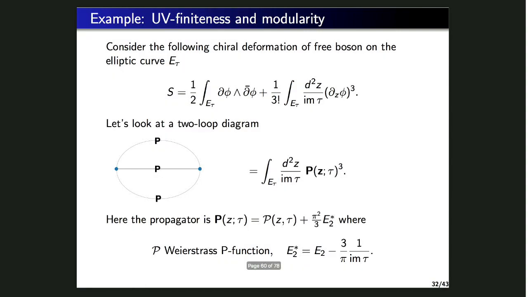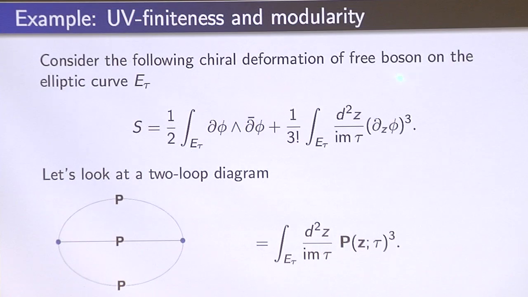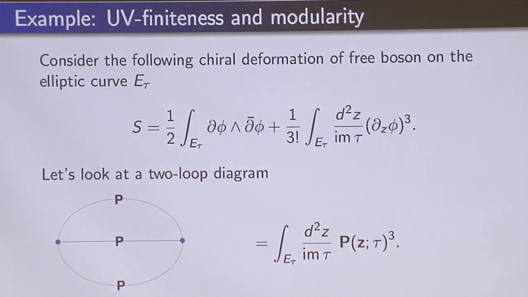So let me start with the first part. Let me first explain the UV divergence, the UV property and its modularity. It turns out to be something very interesting. Let's consider the following example: a chiral deformation of a free boson on the elliptic curve. This is the free boson we mentioned, and this is a cubic interaction. This is an example related to mirror symmetry on the elliptic curve, also studied by Dijkgraaf.